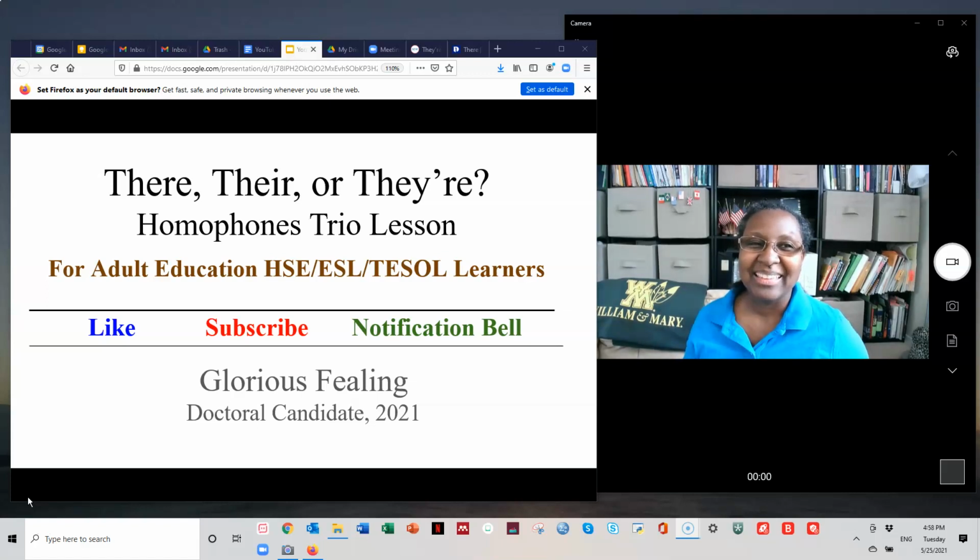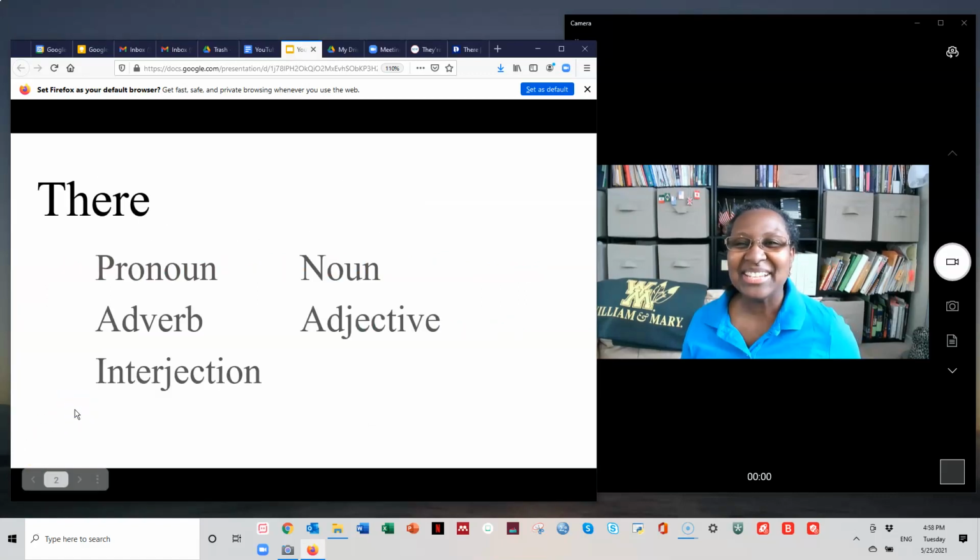This is a lesson on homophones and the great trio of there, their, and they're. Homophones are words that sound alike, but are spelled differently, such as there, their, and they're. T-H-E-R-E has 5 functions in a sentence. It can be a pronoun, a noun, an adverb, an adjective, or an interjection.